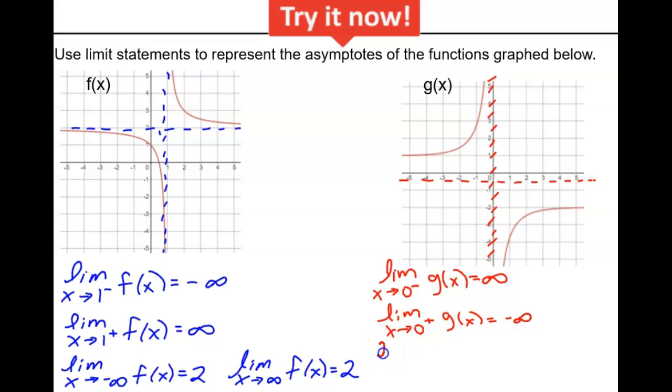Okay, then the limit as x approaches negative infinity, that's looking at the horizontal asymptote on the left side. And that horizontal asymptote is approaching negative 1/2. And then same thing for the right side. So the limit as x approaches positive infinity, that's the right end behavior, we're also approaching the horizontal asymptote at negative 1/2.